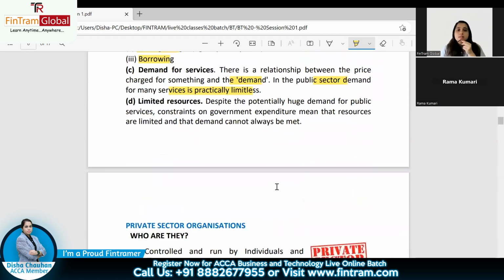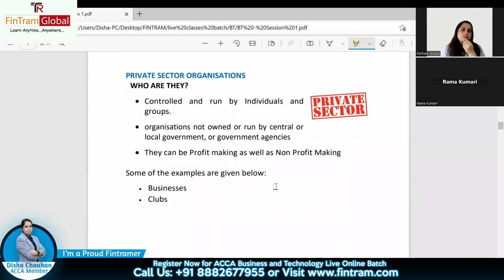Then there are limited resources. Despite your potentially huge demand for public services, of course, there are constraints with the government, whether it's budget constraints. That's why they are not able to put in all the resources that they need to. If you take the example of transportation, maybe we do not have enough buses or metros considering the amount of population that we have. That's why demand cannot always be met, because there's so much population and a lot of demand. Even though the government tries and does a lot, we have public transport, but the question of course comes: is it enough to meet that demand? And in most cases it is not.